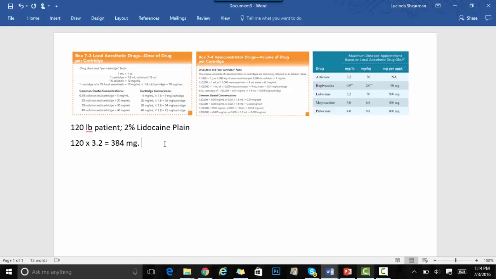But how many carpules is that? To convert that to carpules, we see in box 7.3 that each carpule of 2% lidocaine contains 36 milligrams of drug. By dividing the 384 milligrams that she can have by 36 milligrams in each cartridge, that gives a total of 10.66 cartridges. So that means that she can have a little over 10.5 cartridges of lidocaine.